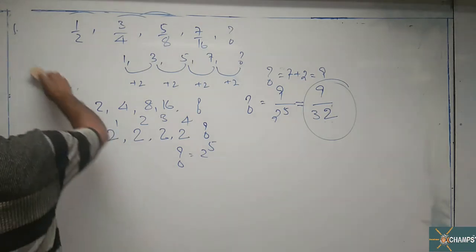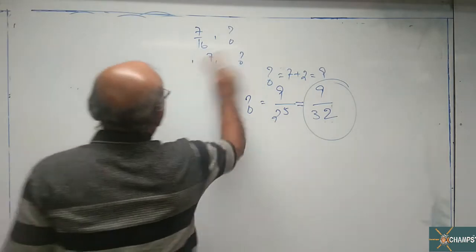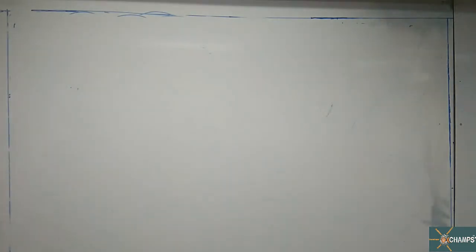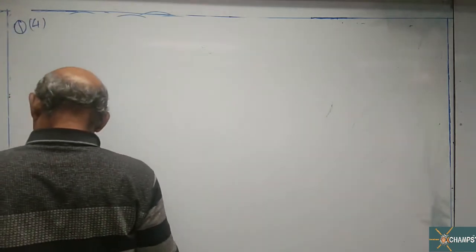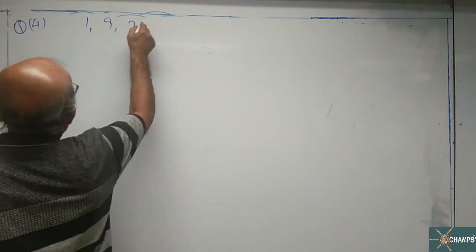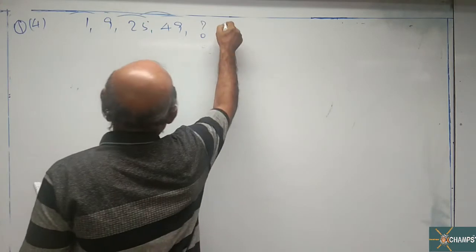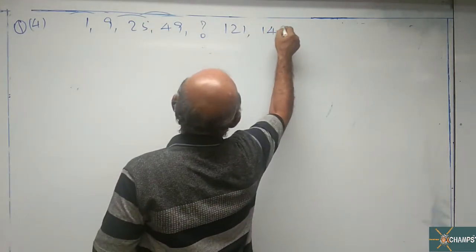Now, sir, let's see the next question. Question number 4: 1, 9, 25, 49, question mark, 121, 140.